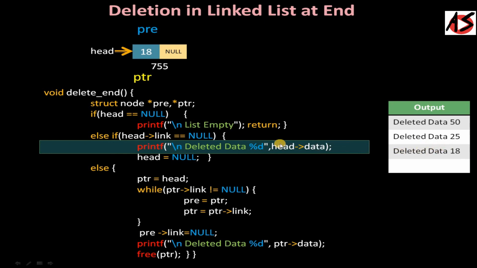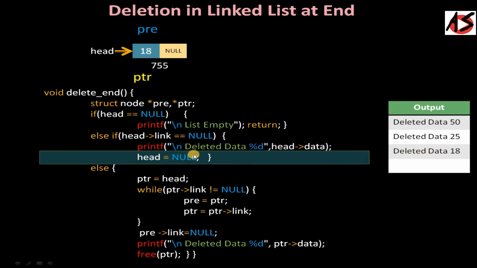So here deleted data 18 is printed and then you put head is equal to null. So all your data has been deleted and now your head pointer is indicating null.